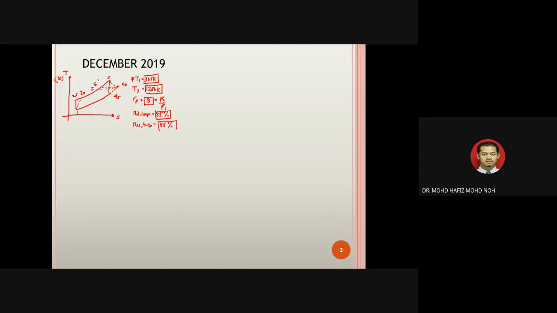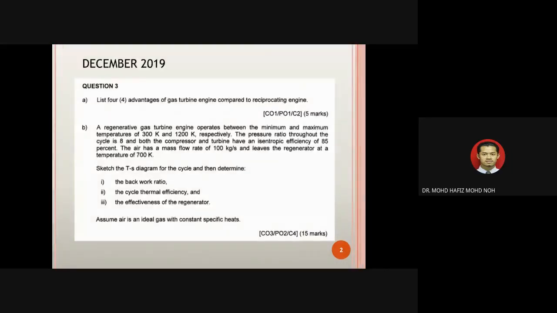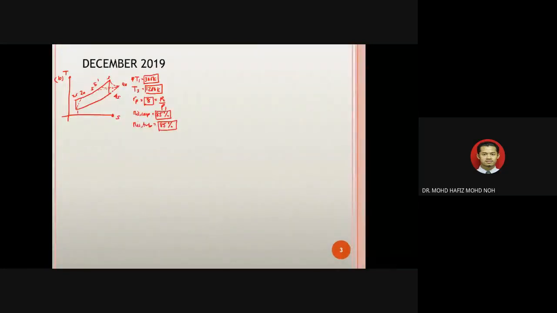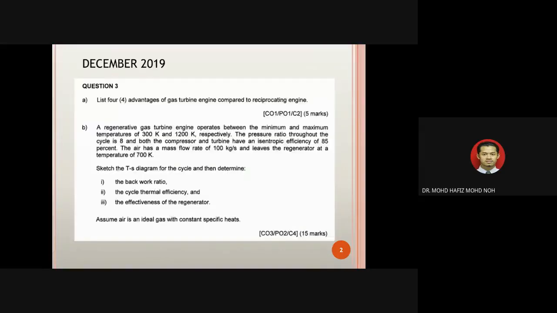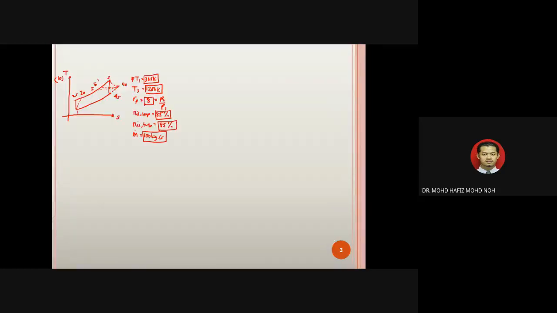And then the question also gives the value of the mass flow rate, which is 100 kilograms per second. And the air leaves the regenerator at the temperature of 700 Kelvin, so we have T5 is 700 Kelvin. Clear? So you've got all the properties. Then you have to proceed state by state.